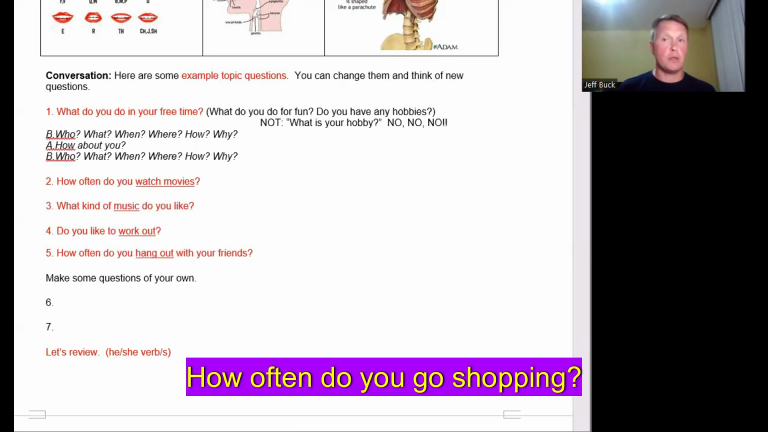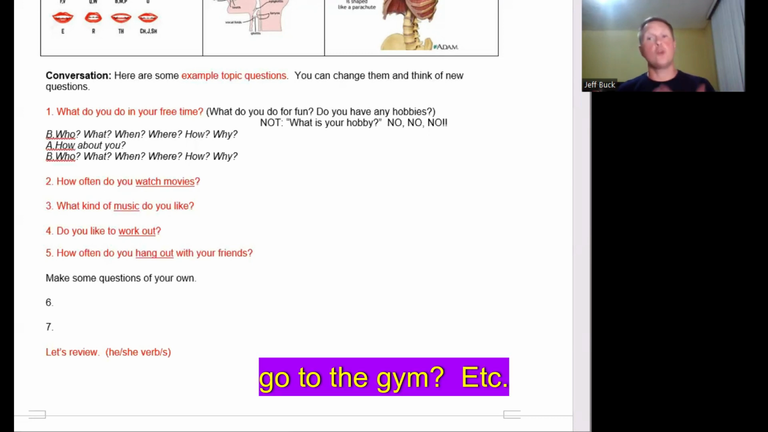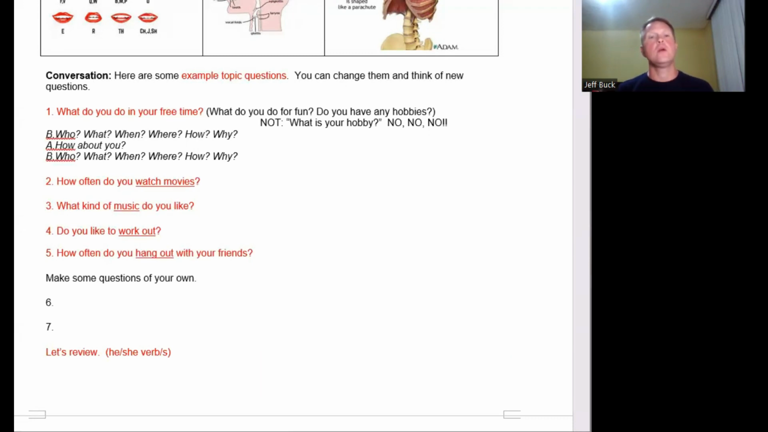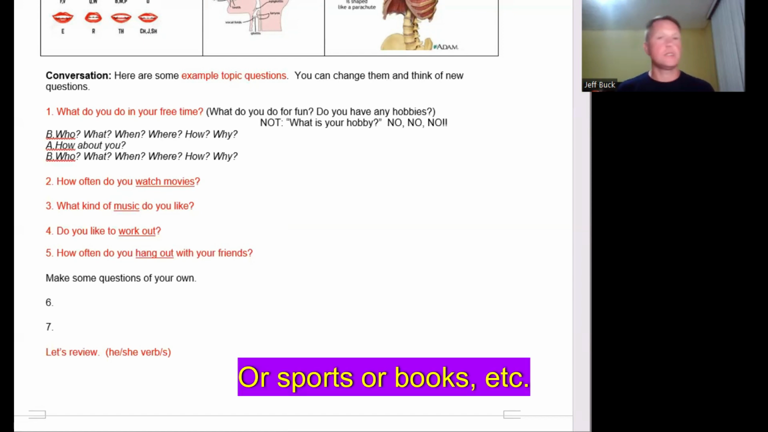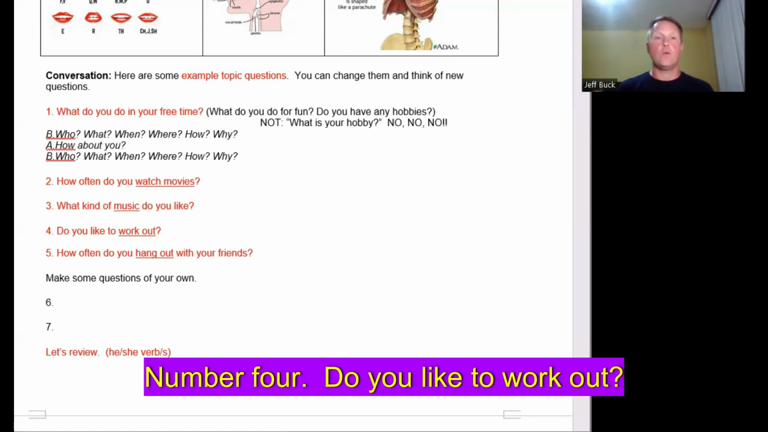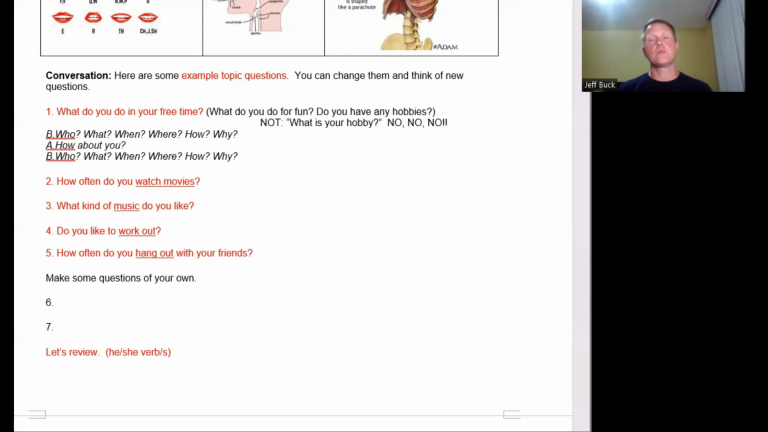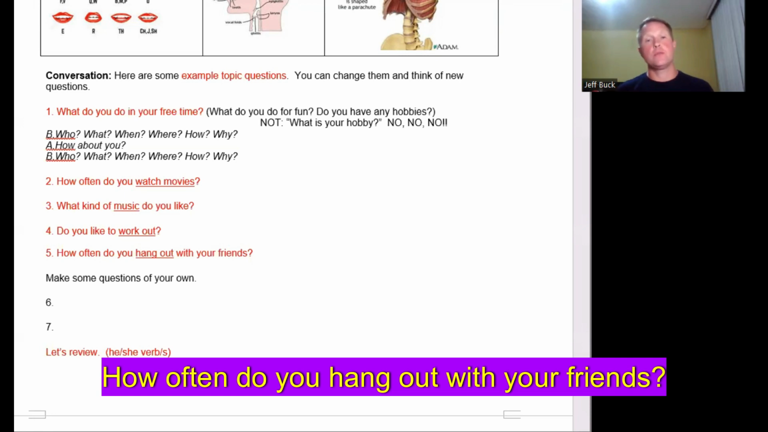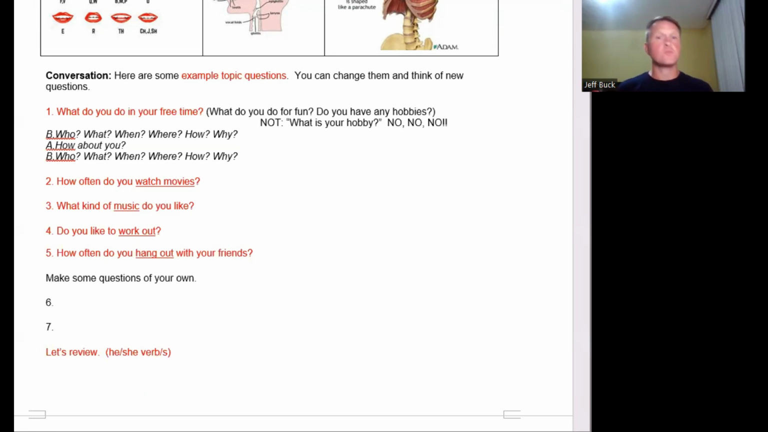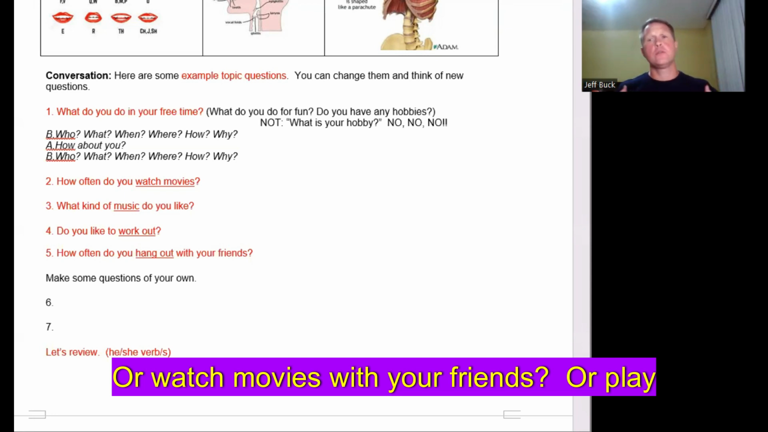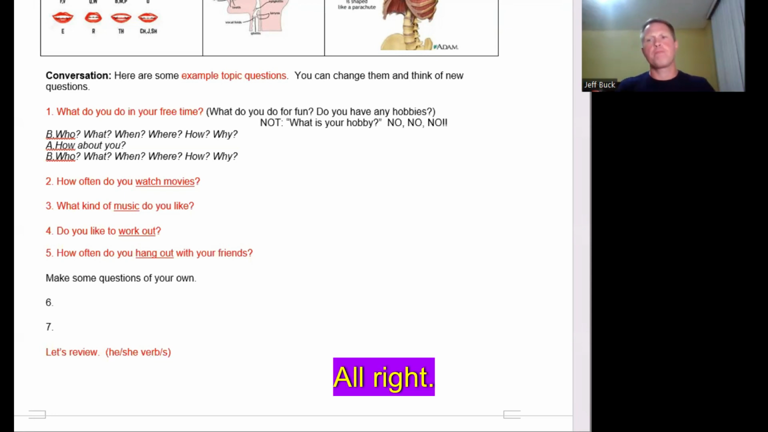Okay. Number two, how often do you watch movies? How often do you go shopping? How often do you go to the gym, etc.? Number three, what kind of music do you like? Or sports or books, etc. Number four, do you like to work out or go shopping or draw pictures, etc.? Number five, how often do you hang out with your friends or watch movies with your friends or play sports with your friends? All right.